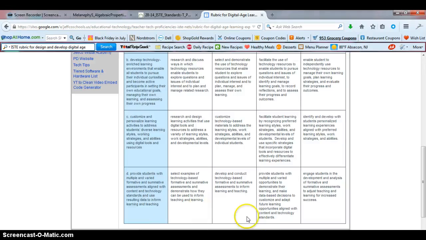So with this one, I would say I was proficient. I provided students with multiple and varied opportunities to demonstrate their learning. They had the game activity and they had the smartboard. They made data-based decisions to customize and adapt future learning opportunities aligned with content and technology standards. So as they were up doing the smartboard activity, we were able to see where they were going to go next for their future learning. Were they going to go to the next step, or were they going to go back and get some more practice? So that was my smartboard lesson, and that was properties of algebra.